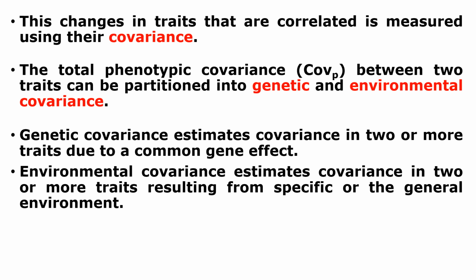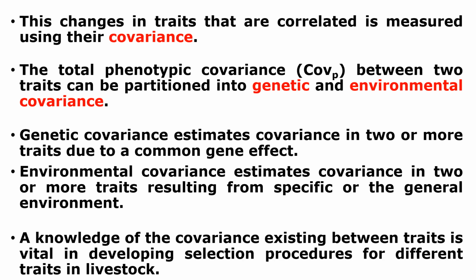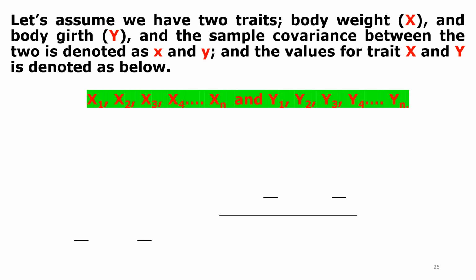Genetic covariance estimates covariance in two or more traits due to a common gene effect, while the environmental one looks at the covariance due to a common environmental effect. A knowledge of both genetic covariance and environmental covariance that exists between traits is vital in developing selection procedures for different traits in livestock.